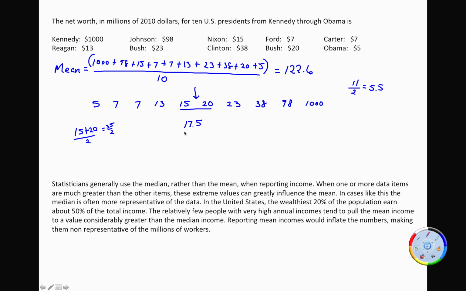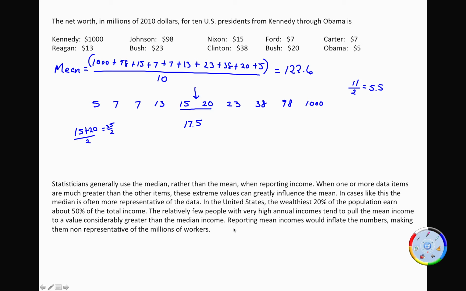In the United States, the wealthiest 20% of the population earn about 50% of the total income. The relatively few people with very high annual incomes tend to pull the mean income to a value considerably greater than the median income. Reporting mean incomes would inflate the numbers, making them non-representative of the millions of workers.